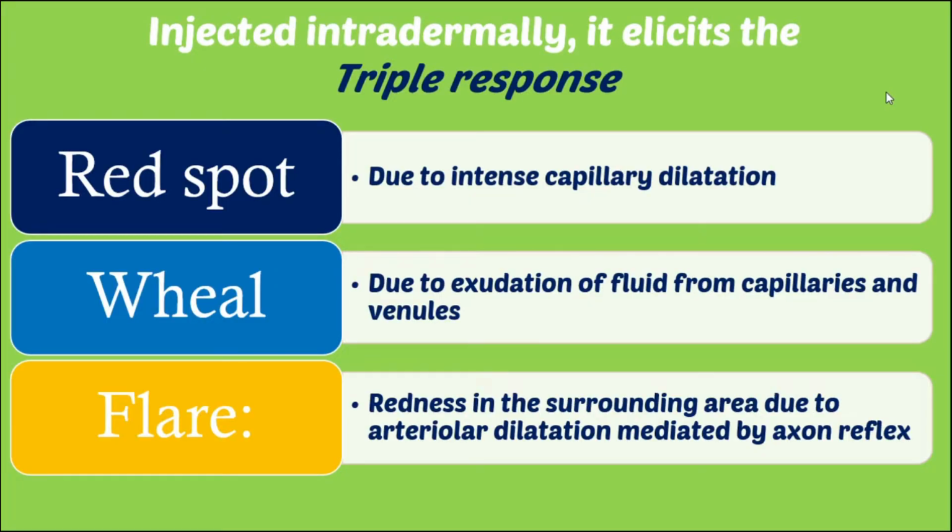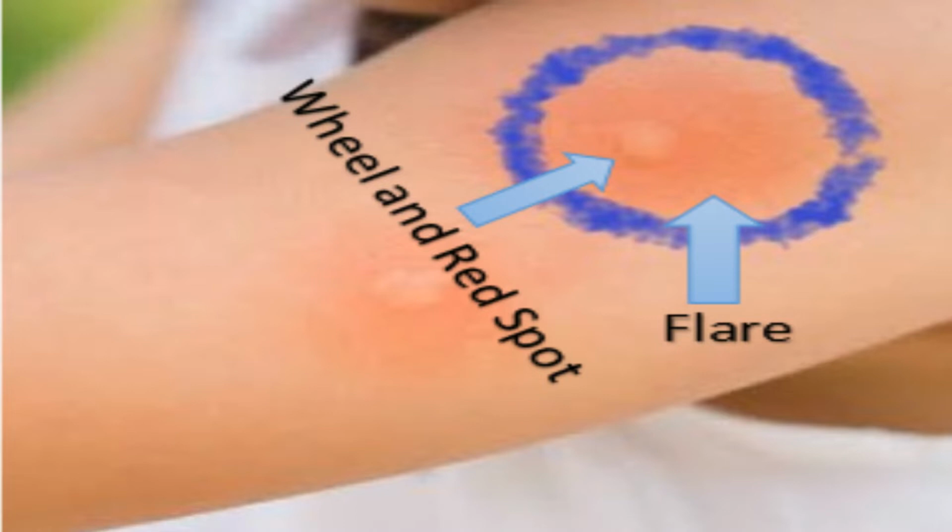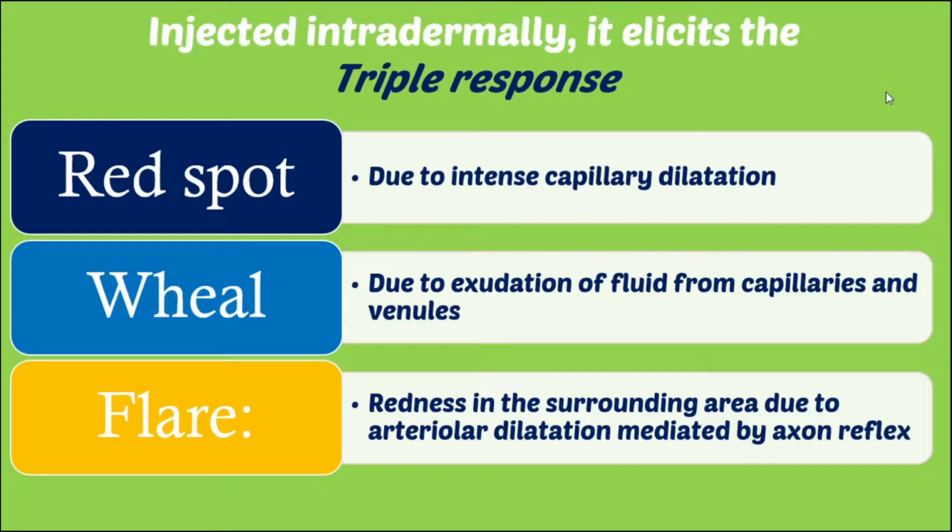Moving on, injected intradermally, histamine elicits the triple response. Now what is the triple response? That is very important. Very first is red spot, second is wheal, and third is flare. Whenever there is a mosquito bite, the same condition occurs, right? There is a triple response of histamine. Whenever there is a mosquito bite, there is release of histamine, and it will elicit the triple response. Very first is red spot. It is due to intense capillary dilation. As I said, when histamine binds to the H1 receptor present on the small blood vessels, they dilate, and due to this dilation there is a red spot.